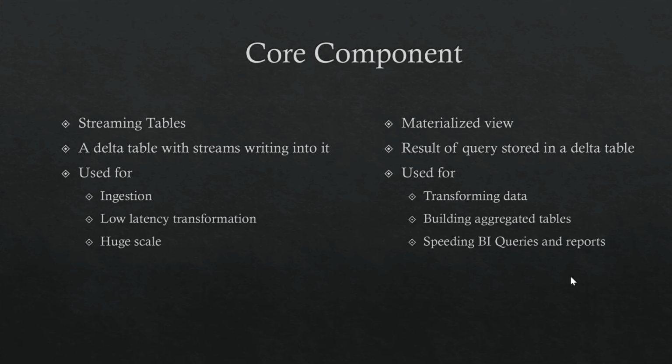What is a materialized view? A materialized view is where you query the data on a table and get the result out of the query. Those results are stored in a Delta table. So those are materialized tables. The result of a query is stored in a materialized view. It is used for transforming the data, building an aggregated table, or speeding up BI queries and reports. For that, you will need the materialized view. It's very important to have a materialized view.